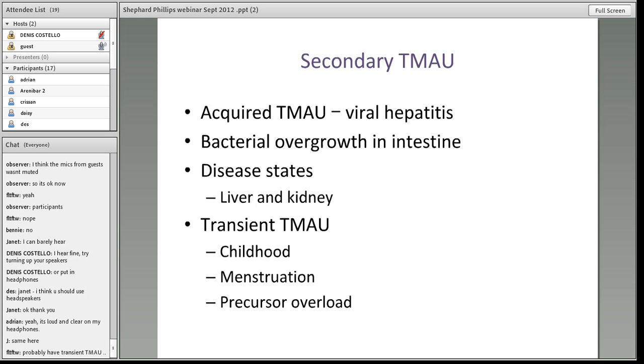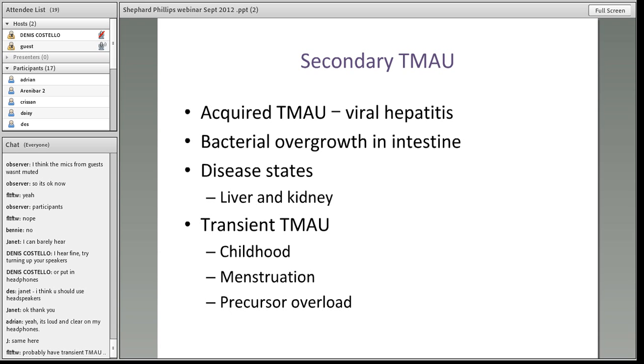A common cause of secondary trimethylaminuria is bacterial overgrowth in the intestine. This means that the spectrum of the bacteria in the gut has changed. So instead of being a normal, balanced population, there'll be an overgrowth of a particular bacterial class. And this will then result in a large production of trimethylamine. Certain disease states of the liver and kidney are also known to produce the symptoms of trimethylaminuria.